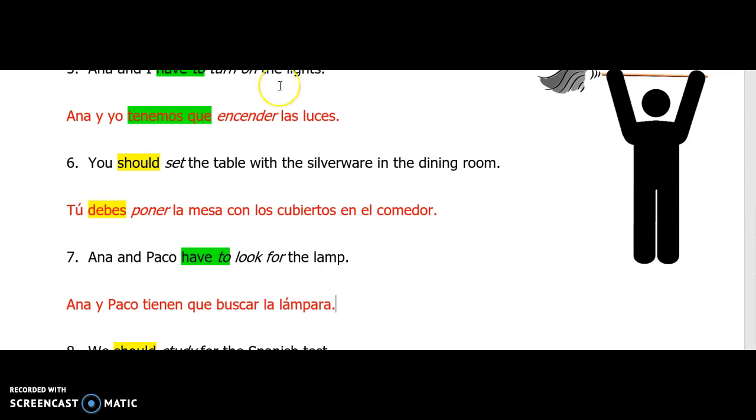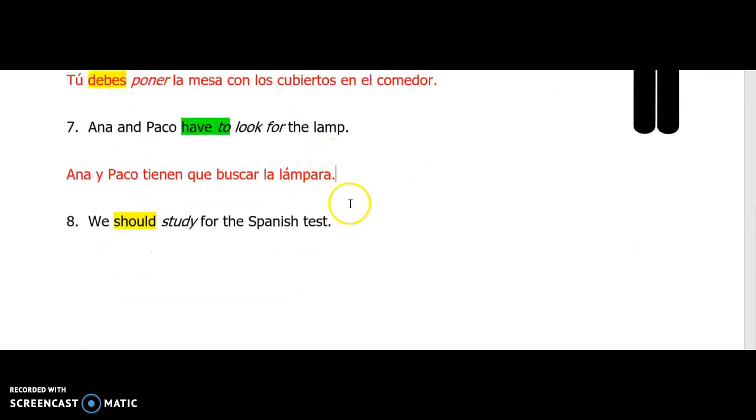All right, one more. This isn't hard. It's just doing as many examples as we can so you get the pattern. All right? Here we go. Nosotros should, debemos, study, estudiar, for, para, the Spanish test, el examen de español. Oops, that's not what I want to do.